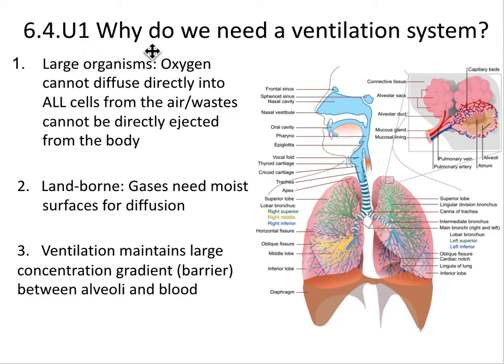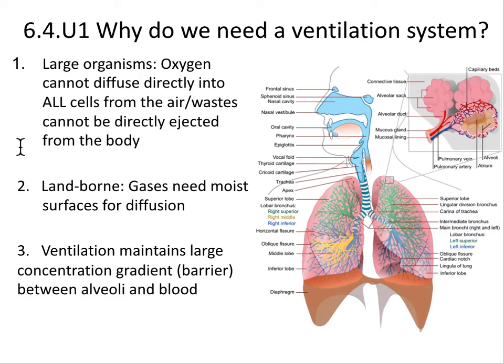Okay, so understanding one here. Why do we need a ventilation system? Well, we are very large organisms as mammals, and oxygen cannot diffuse directly into all of our cells from the air, and wastes cannot be directly ejected from the body. So it's not like amphibians where their skin is interacting with that air and it's just inhaling, in a sense, oxygen and releasing CO2. So it's an internal system.